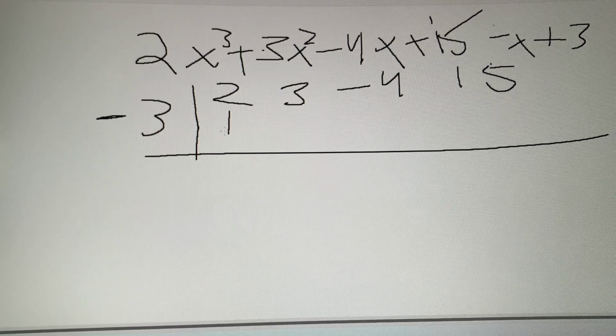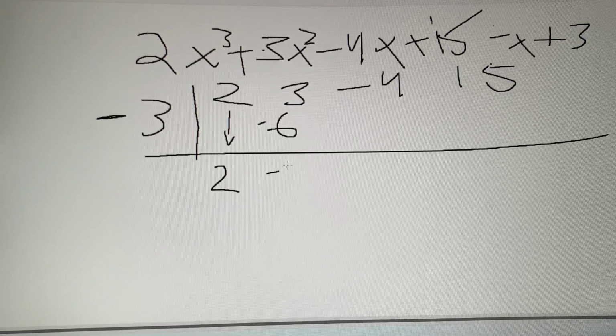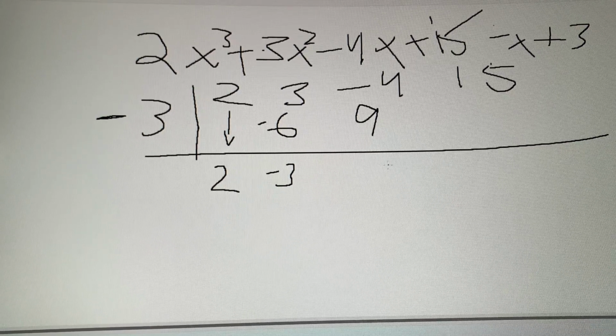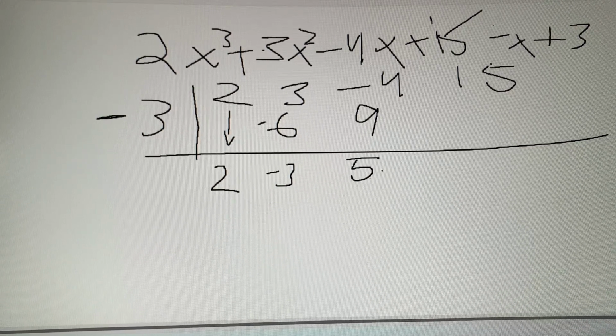For this first row, we're going to just bring this down, not do anything to it, but here we're going to multiply it by this negative 3. So all it really is is a loop of adding and multiplying. So we're going to multiply this by negative 3. Negative 6 plus 3, negative 3. Negative 3 times negative 3, we get 9. 9 minus 4 is 5. 5 times negative 3 is negative 15.